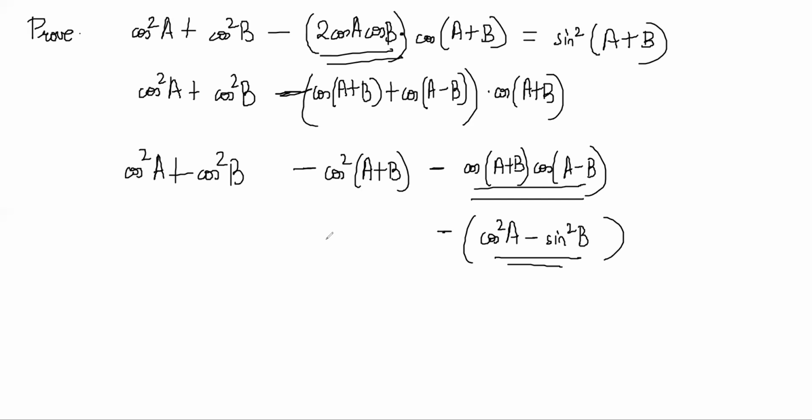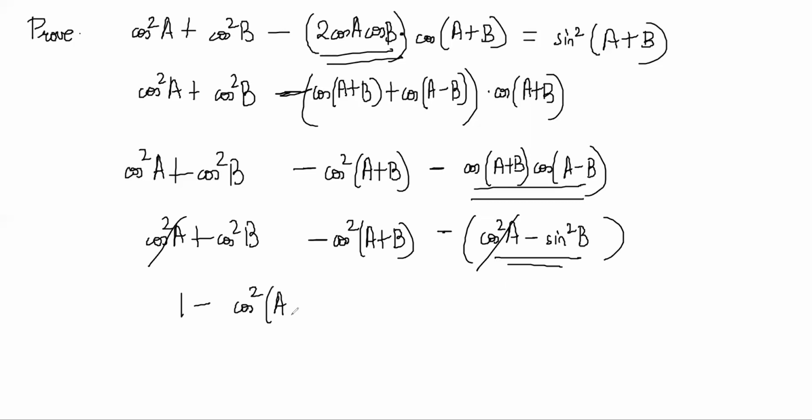Right? So this is the thing now. So now it is coming very nicely. See, it's so wonderfully arranged. This cancels this, and this becomes 1 minus cos square A plus B, which is sine square A plus B.